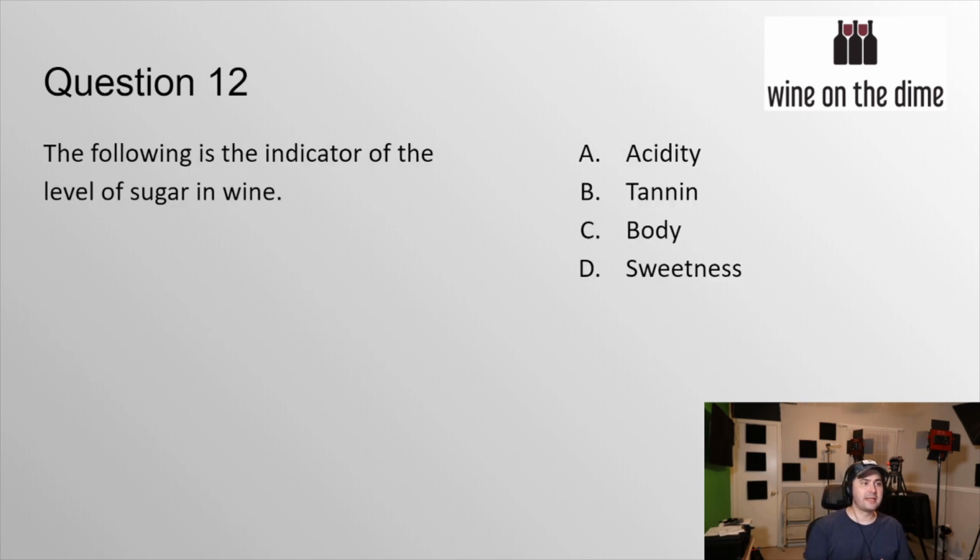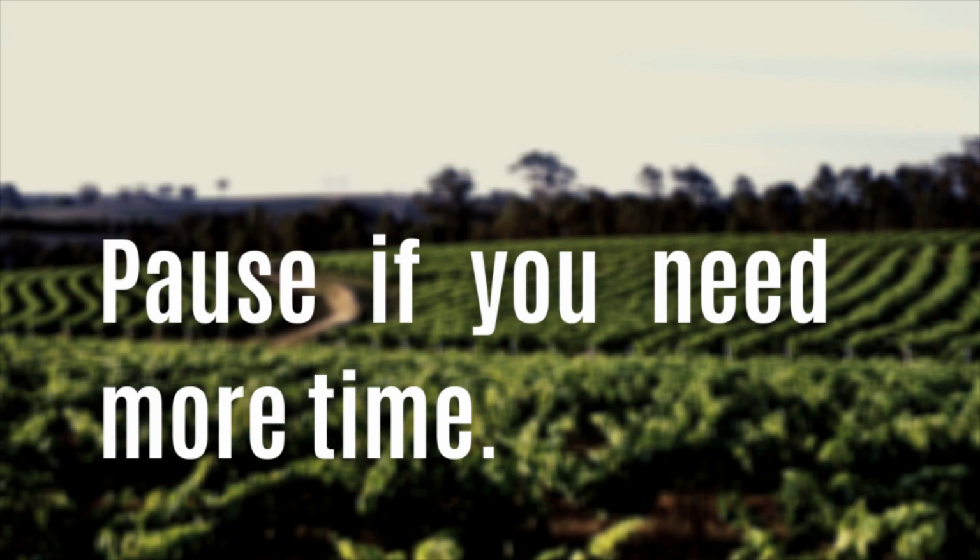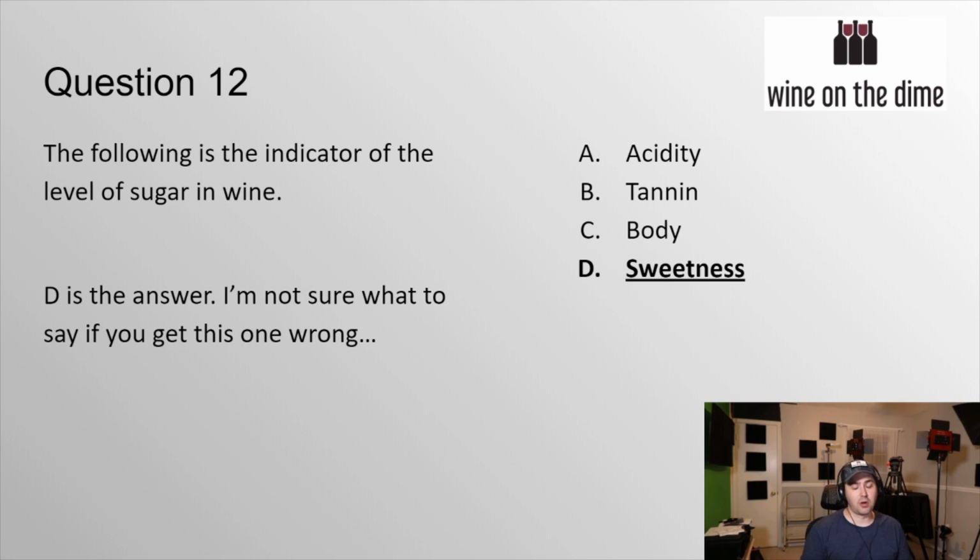The following is an indicator of the level of sugar in a wine. A, acidity. B, tannin. C, body. D, sweetness. The answer is D. If you get this wrong, I don't even know what to say because I'm just talking about the level of sugar in a wine. It's sweet. I really wouldn't know what to say if you got this one wrong.